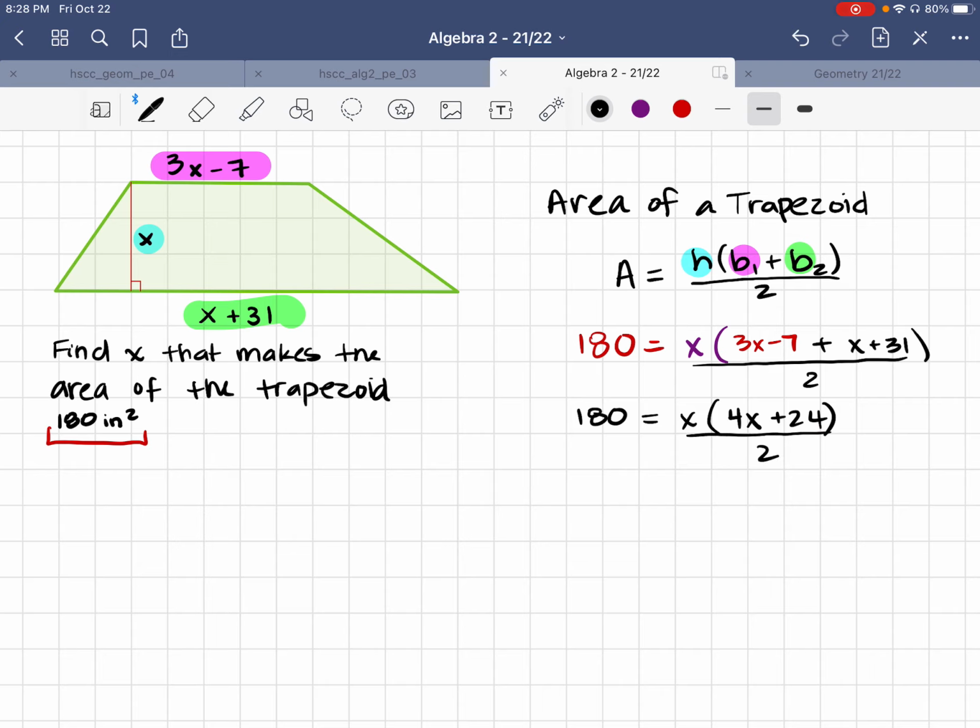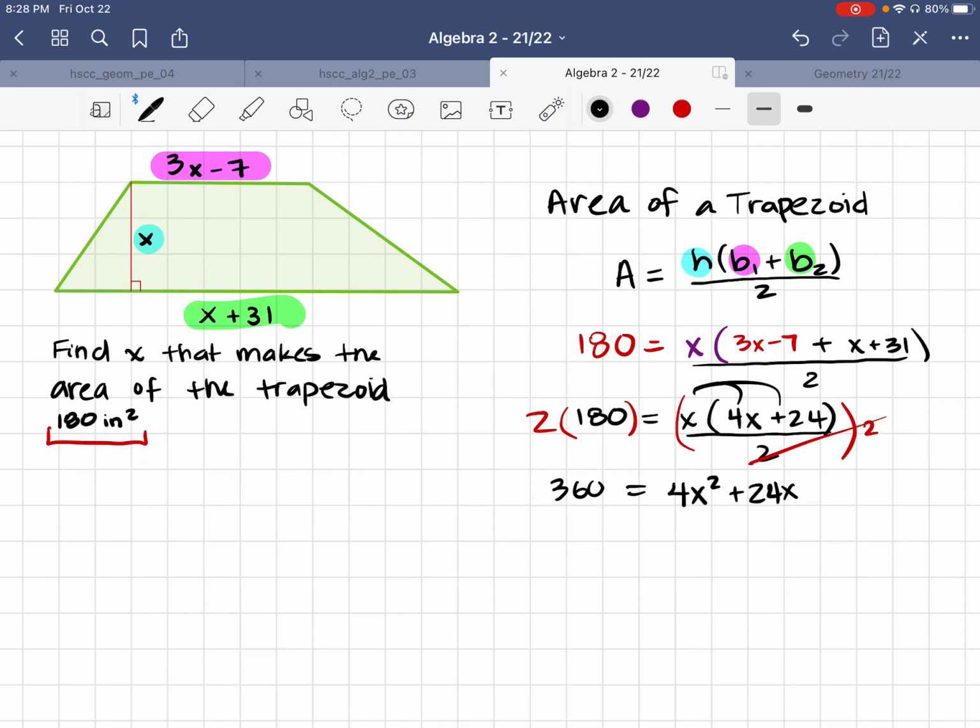Now, most people struggle with that divided by 2, so I would recommend multiplying by 2 at this stage just to get that to cancel out. But remember, if you're going to multiply the right side by 2, you need to multiply the left side by 2 as well to balance the equation. All right, so the 2s are going to cancel out, and this is going to result in 360 is equal to 4x times the quantity, so I'm going to go ahead and distribute this right now, 4x squared plus 24x.